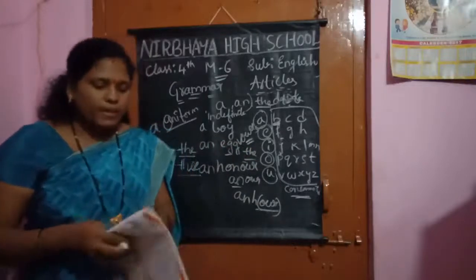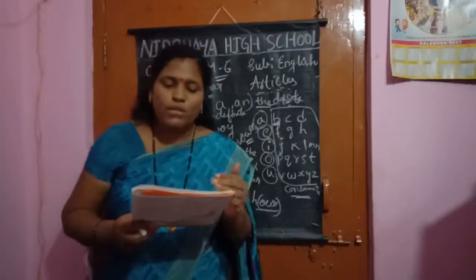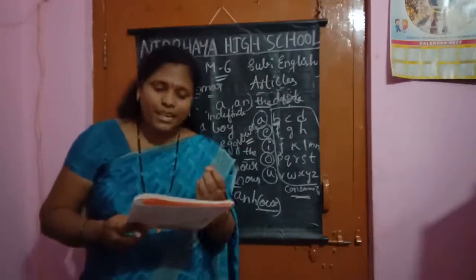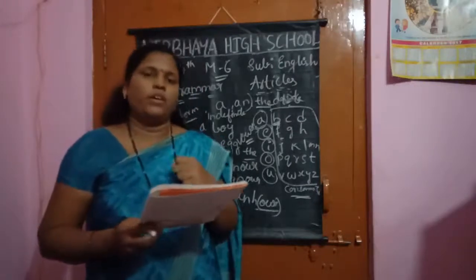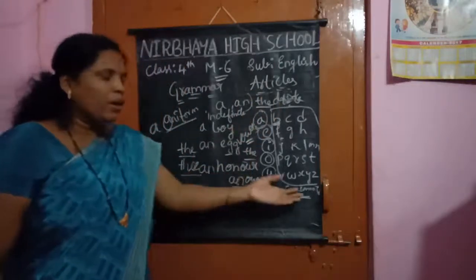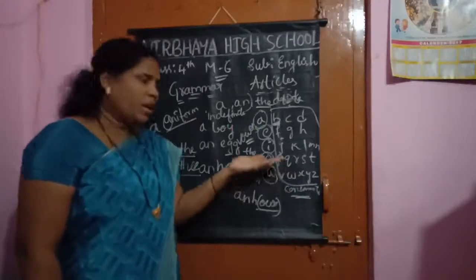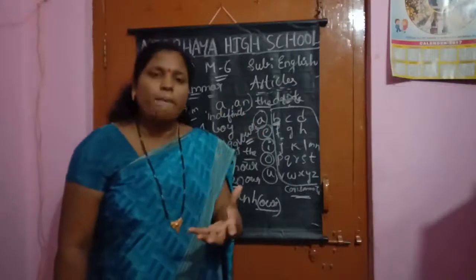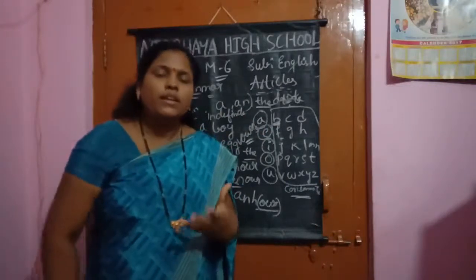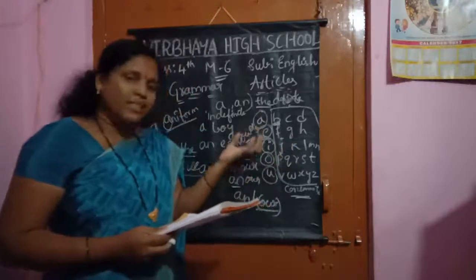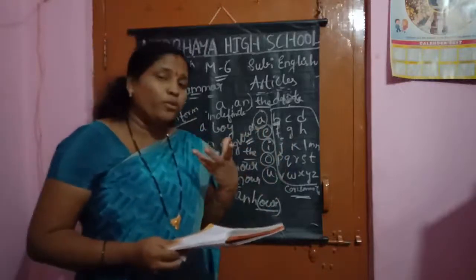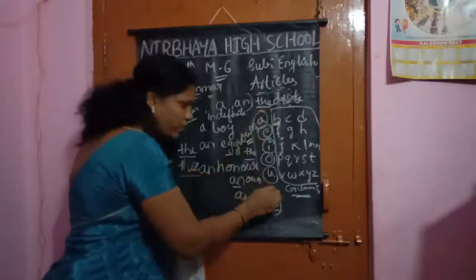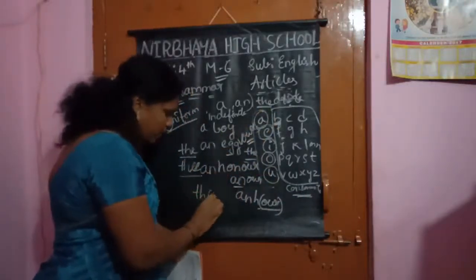Okay, children, see here. We pronounce "thuh" when the next word starts with a consonant sound. We pronounce "thee" when the next word starts with a vowel sound. Before, I mentioned consonant sounds and vowel sounds. Now see, apple: the vowel sound. "An apple" we will say. Like this, we can use "the apple". How will you pronounce here? "The apple".